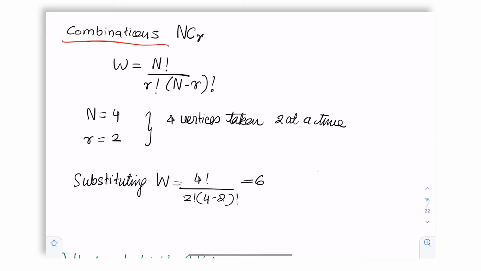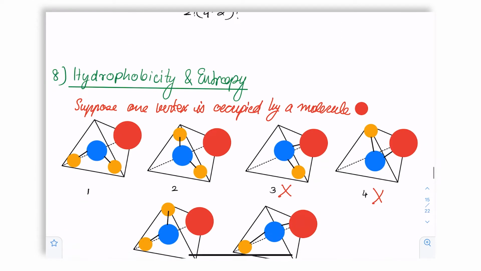Just check this. So it's 4 into 3 into factorial 2 in the numerator, and in the denominator factorial 2 into, so 4 minus 2 is again 2, so 2 into 1. Okay, so we get rid of factorial 2 here. 4 by 2 is 2, and so we end up with 6. Okay, so our arithmetic was fine, right? What do we do with this?